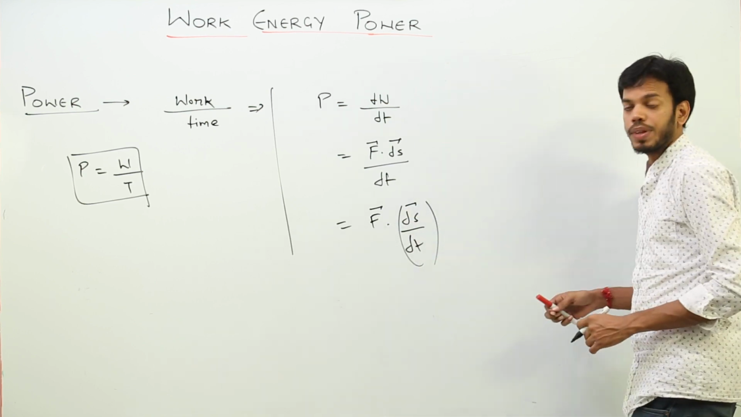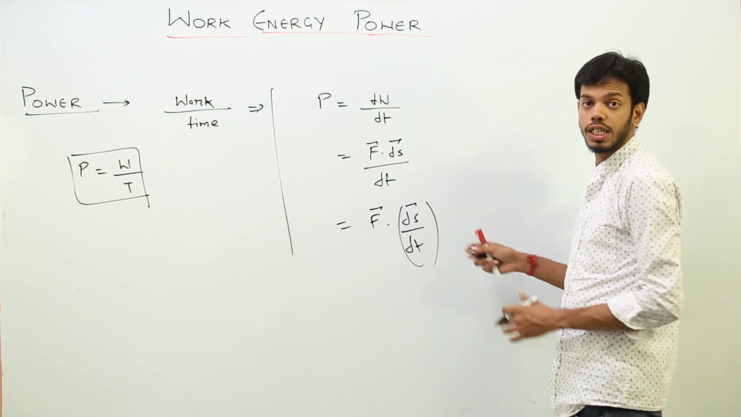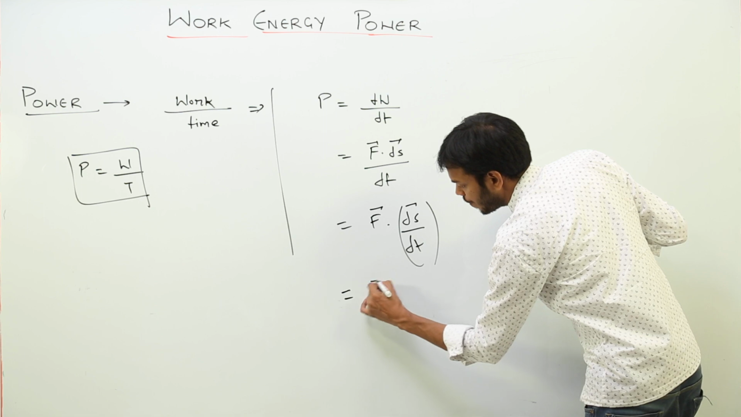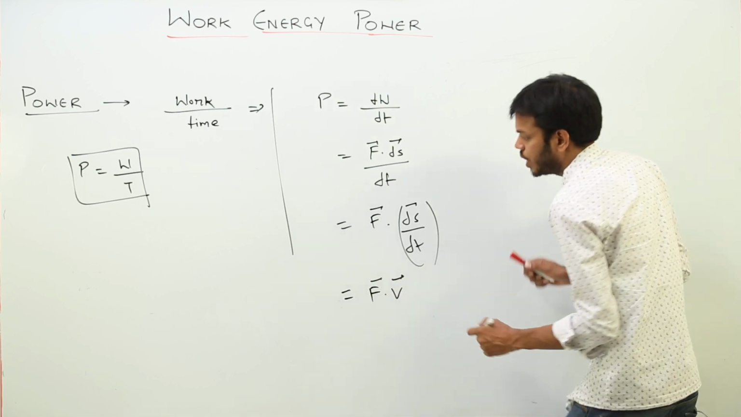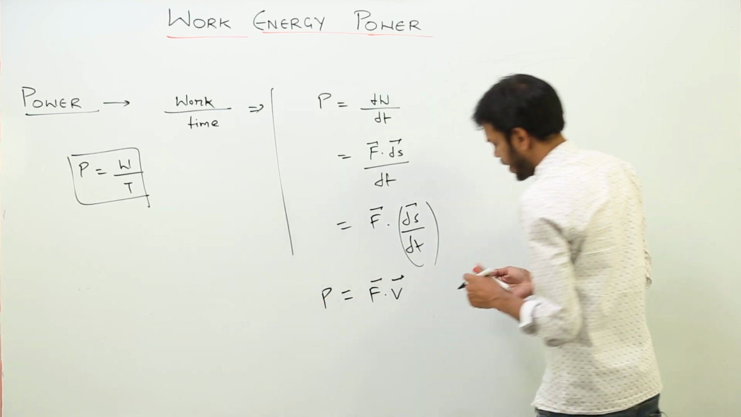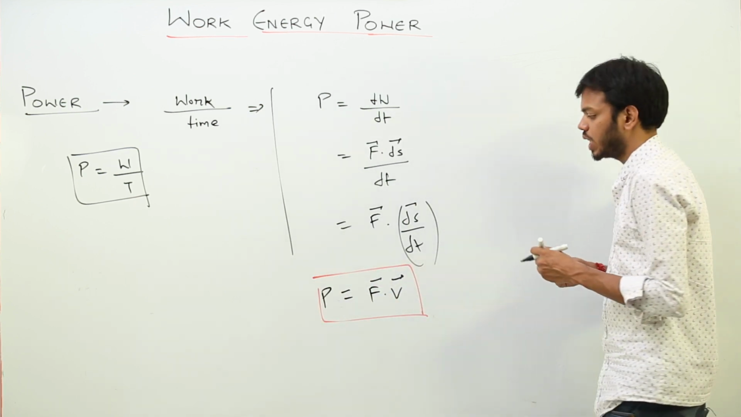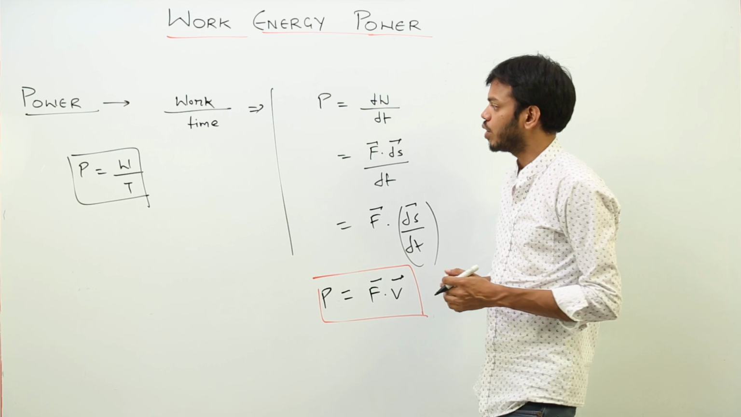What does this become? This becomes ds upon dt. This is displacement upon time, that is velocity. So F dot v. So here we get another formula for power, that is the product of force and velocity instead, the dot product of force and velocity.